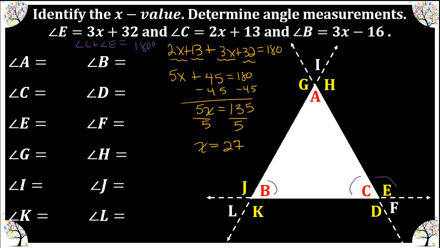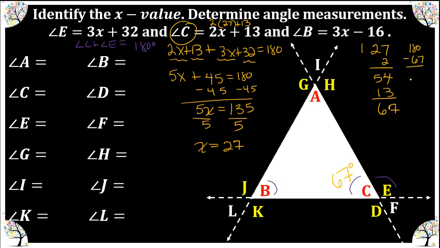So I'm going to first start with a C value. So I have 27 times 2, and then I'm going to add 13 to that, and that gives me 67. So this was angle C. So C is 67 degrees. E, we can simply subtract from 180, and I get 113 degrees.